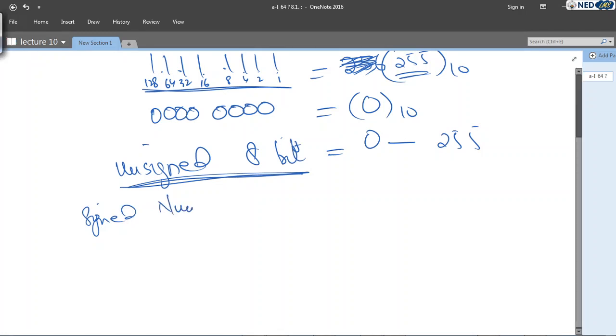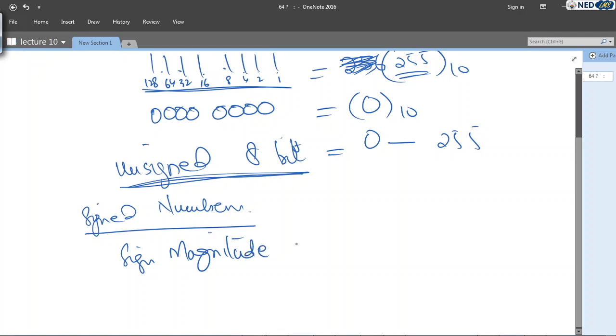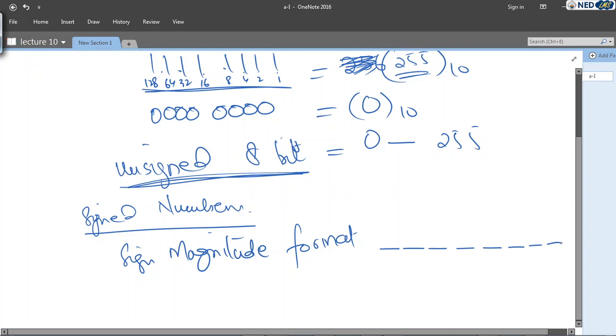So signed numbers are represented in two formats. One is known as sign magnitude format. In sign magnitude format, if we have 8 bits, 1 2 3 4 5 6 7 8, we designate the most significant bit as a sign bit, and the rest of the bits are used for magnitude only. If this sign bit is 0, the convention is we take the number as positive. If the sign bit is 1, the convention is we take the number as negative.